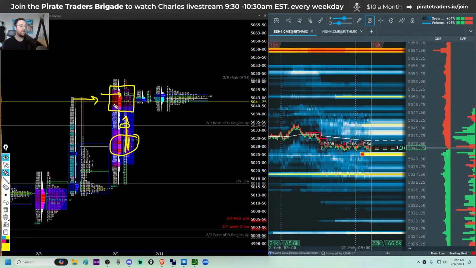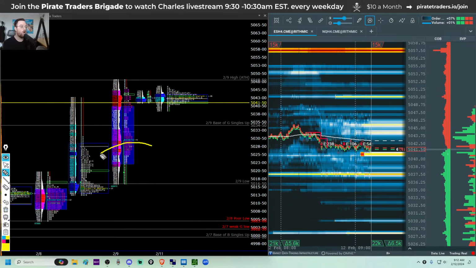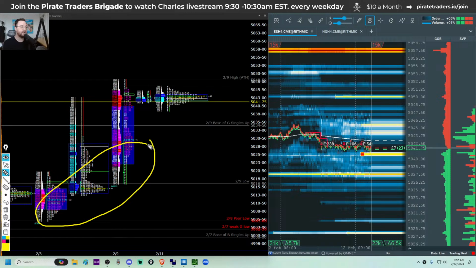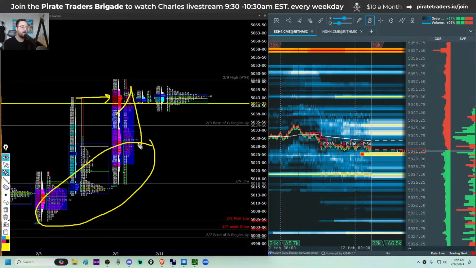Once it got there, that was where it should have run out of steam. All the buyers who had been stepping in to push the market up there should have taken profits and gotten out of their trades. And as soon as they got out of their trades, the market should have come back down to the fairest price to do business that day, that 50.30 area. Is that what happened? No, sir, it is not.